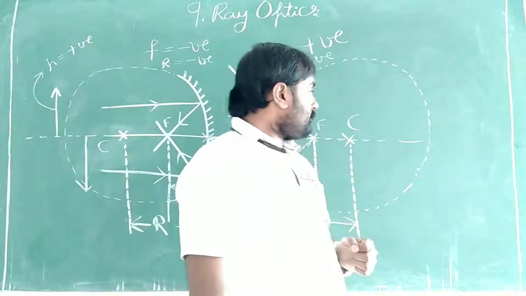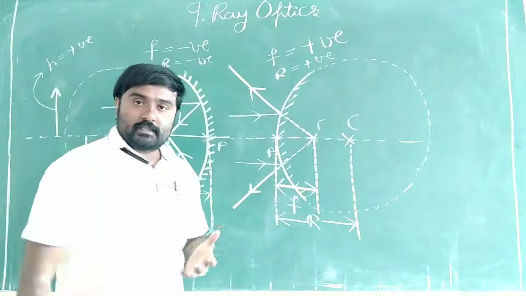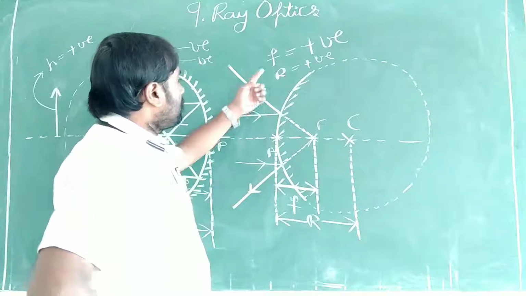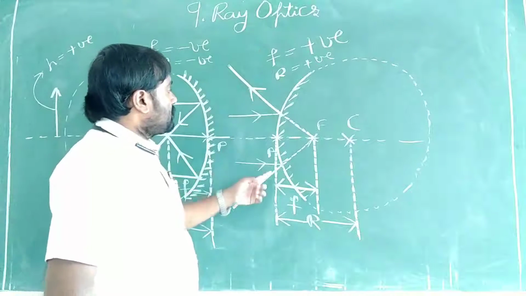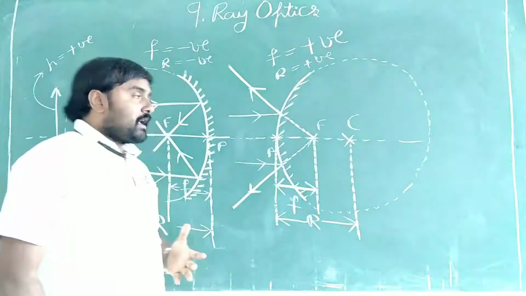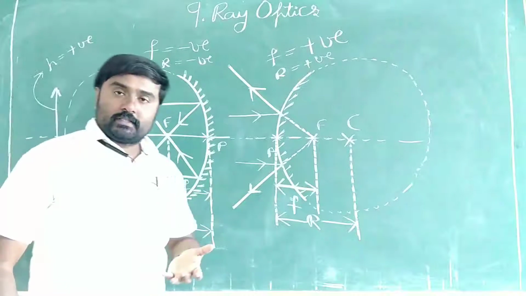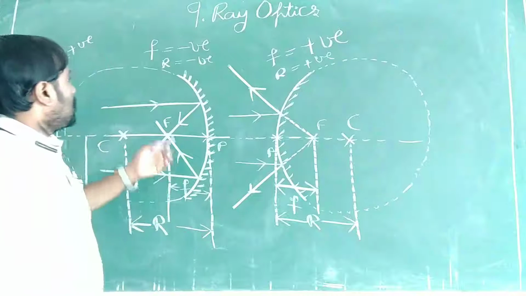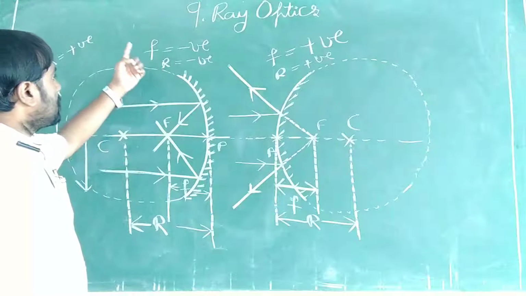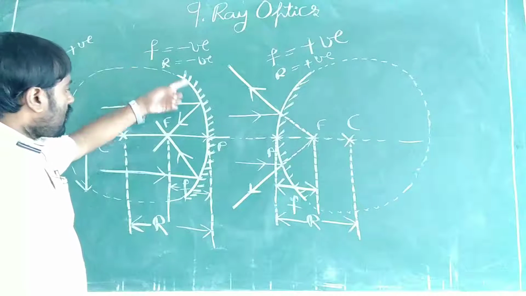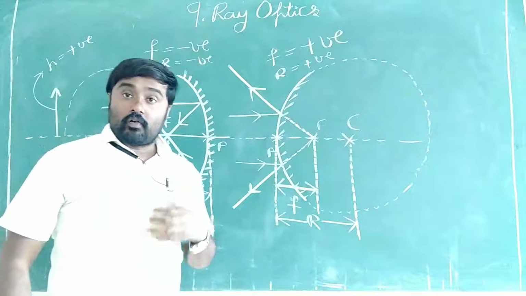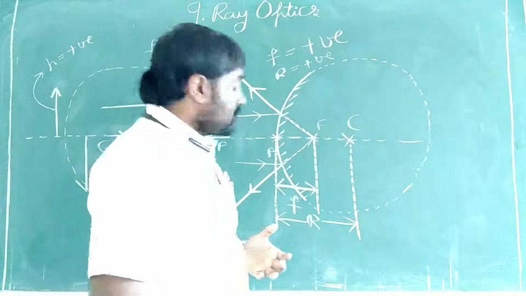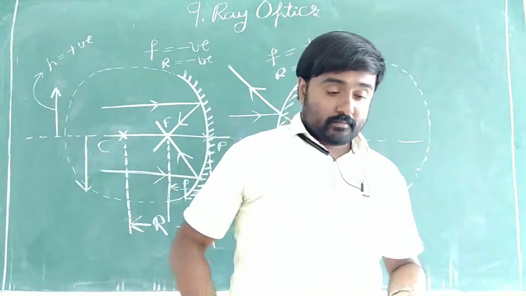Okay. So according to the new Cartesian sign convention, the radius of curvature and focal length of a convex mirror are positive, and the radius of curvature and focal length of a concave mirror are negative, right?